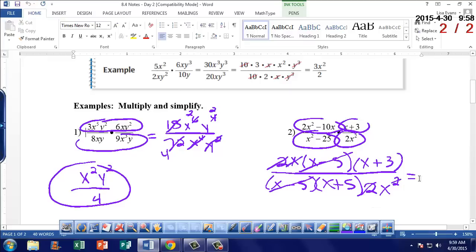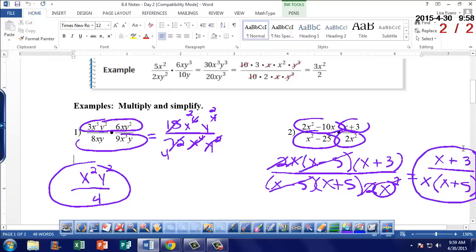Now rewrite what you have left. So in the numerator I'm left with an x plus 3. And in the denominator I like to write what is not in a parenthesis first. So I have x times x plus 5. And like I said in the last section, we don't need to re-multiply this out. You can go ahead and leave our answer like this. Ultimately, the reason is because if it wasn't factored, you want to make sure you have it factored to see if there were any common factors that could divide out of the problem.